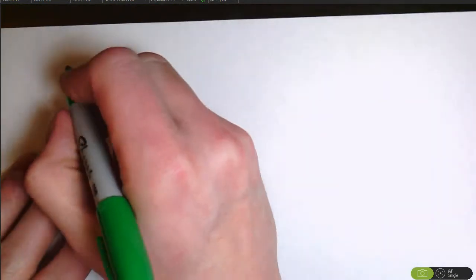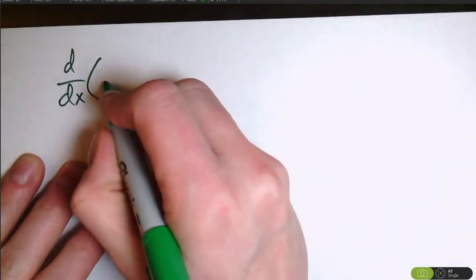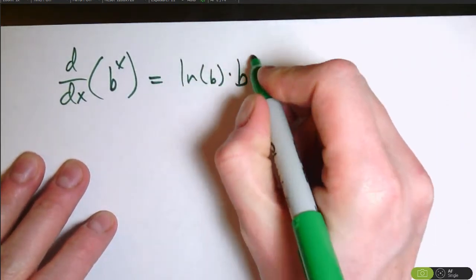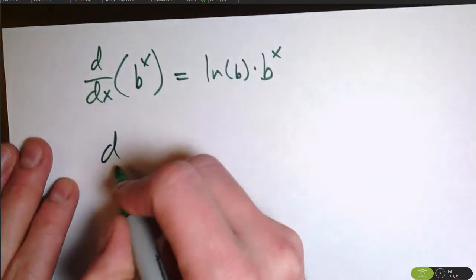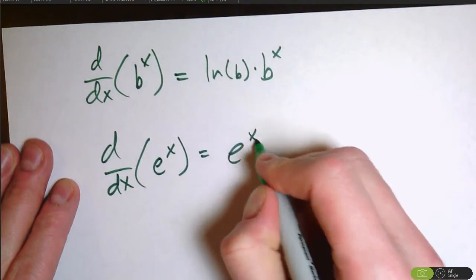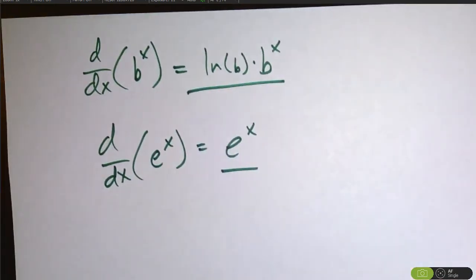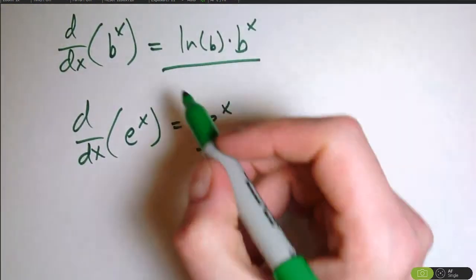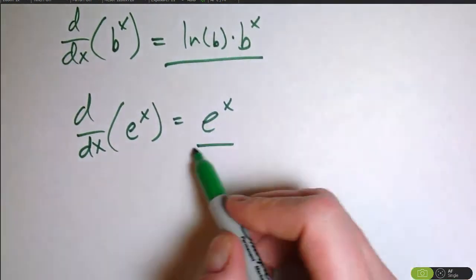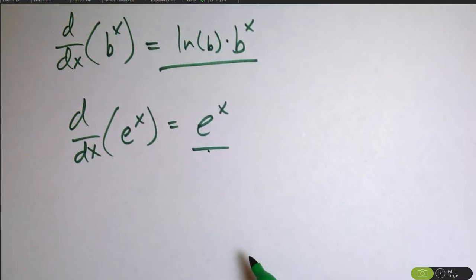Okay, so our two derivative rules. d/dx of b to the x is ln b times b to the x. The more important one, though, d/dx of e to the x is e to the x. Okay, so those are our two differentiation rules: one for a general exponential function, and one for the specific e to the x exponential function. It's its own derivative.